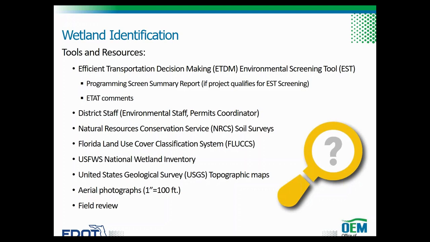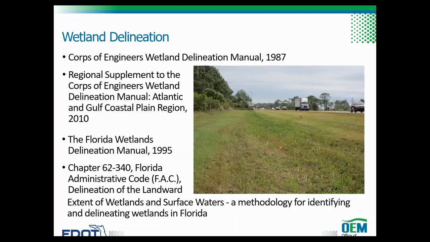Available site-specific data should be collected and reviewed, such as, but not limited to, Natural Resources Conservation Service soil surveys, FDOT Florida Land Use Cover Classification System, called FLUCCS, U.S. Fish and Wildlife Service's National Wetland Inventory, United States Geological Survey topographic maps, and aerial photographs. All data sources must be documented in the Natural Resources Evaluation. Include any pertinent maps identifying the wetlands in the project area. A field review should also be conducted to verify the data collected during the desktop analysis.